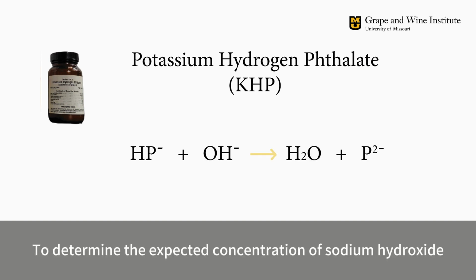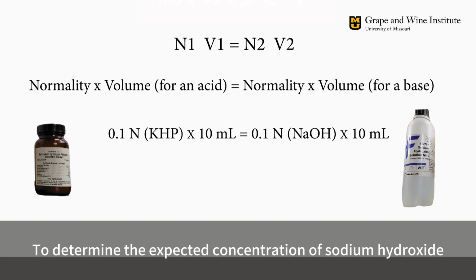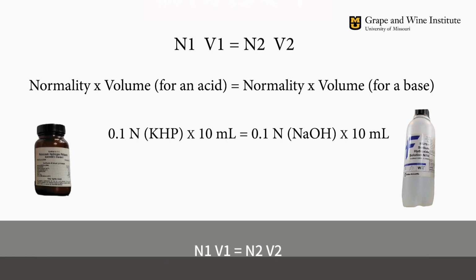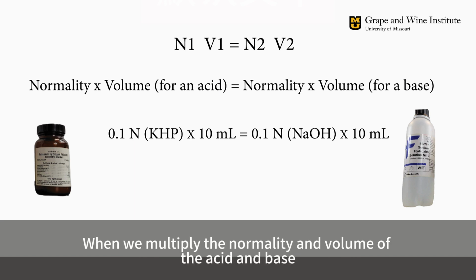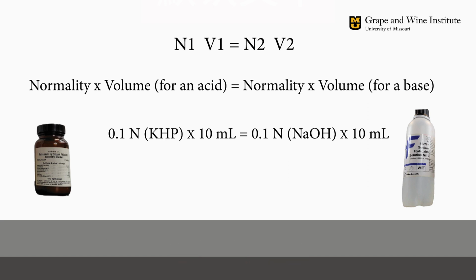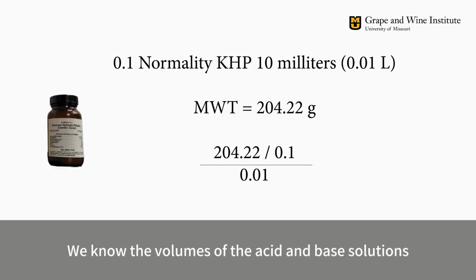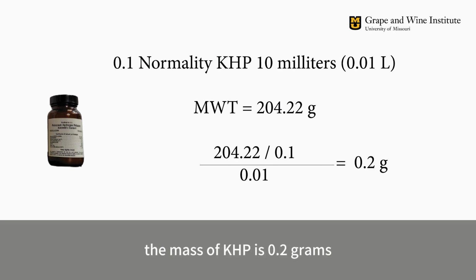To determine the expected concentration of sodium hydroxide, we apply the normality equation, N1V1 equals N2V2. Here, N stands for normality, the amount of solute in 1 liter of a solution, and V represents volume, measured in either liters or milliliters. When we multiply the normality and volume of the acid and base, they should be equal. We know the volumes of the acid and base solutions. For this calculation, the mass of KHP is 0.2 grams.